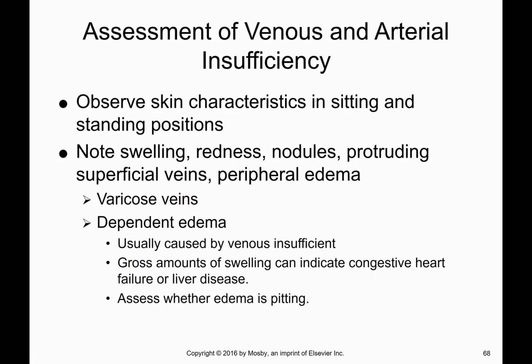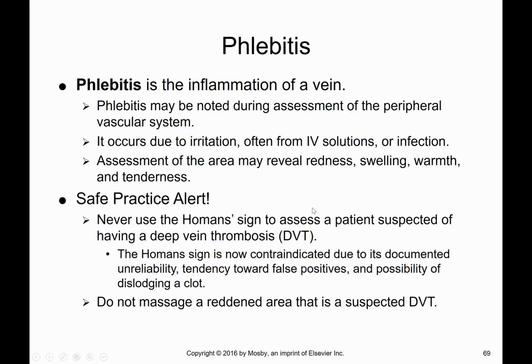So when we assess for venous and arterial insufficiency, we will be seeing that with skin characteristics. So is there any swelling or redness? Or do we see any protruding, superficial varicose type veins? Is there any edema? This will give us signs of venous insufficiency. Okay.